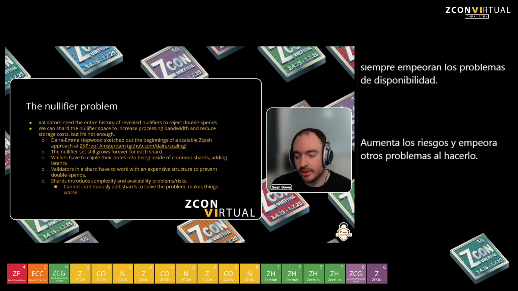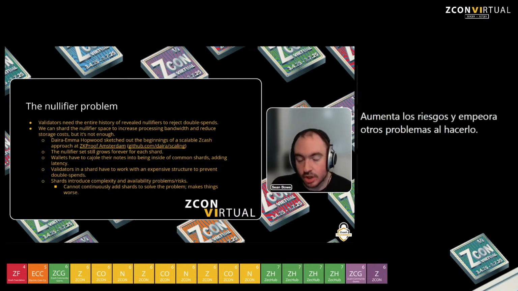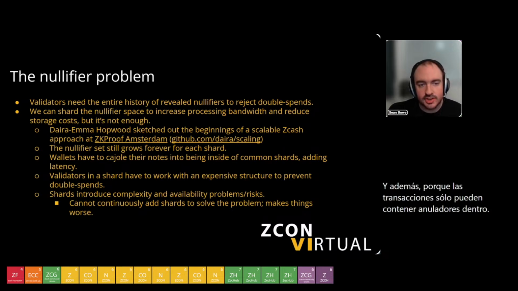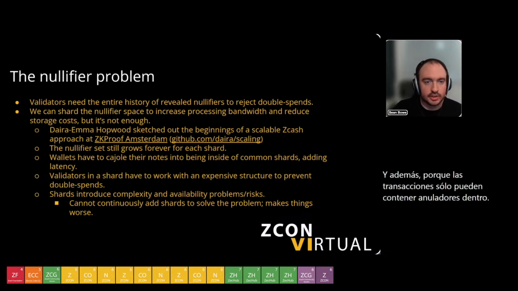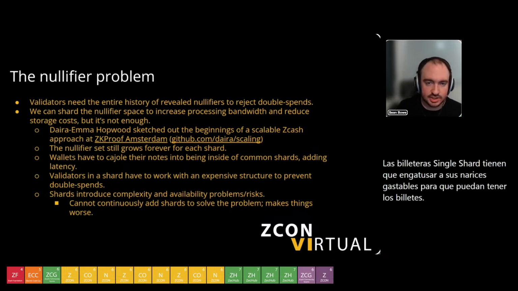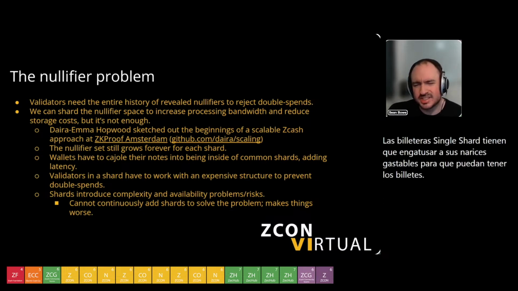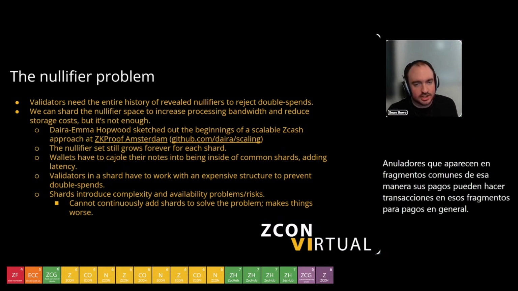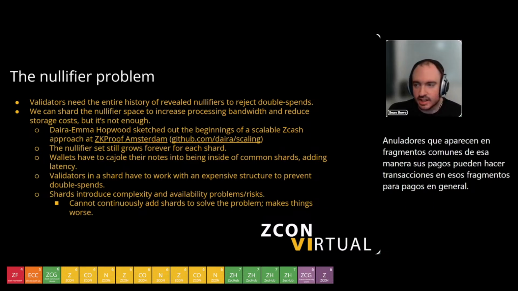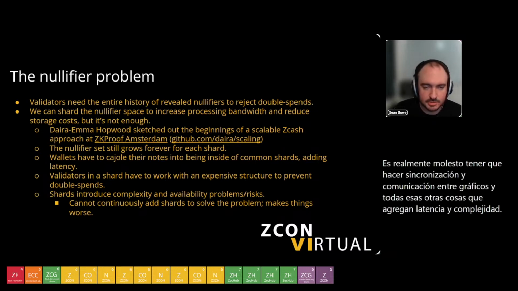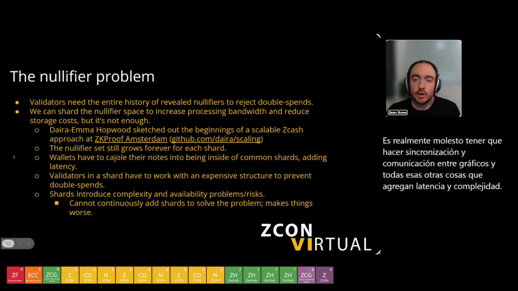And further, because transactions can only contain nullifiers within a single shard, wallets have to cajole their spendable notes so that the notes have nullifiers that happen to appear in common shards. That way you can make transactions in those shards for payments in general. And it's really annoying, or you have to do cross-shard synchronization and communication, all this other stuff. It adds latency and complexity, and we haven't made much progress in scalability in this direction because it just seems so daunting to me anyway. So I wanted to avoid all that.